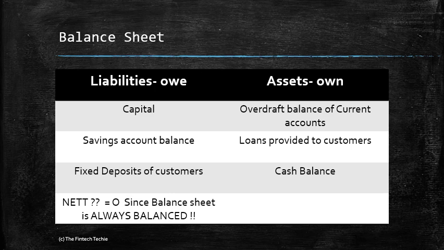So at the bottom, I'm trying to do a net just like I did it in the P&L statement. Liabilities minus assets. But this always results in zero, since balance sheet is always balanced, which means liabilities is always equal to assets. Now, surprisingly, why is it always the case? Why liabilities and assets always balance each other? Let's find out.